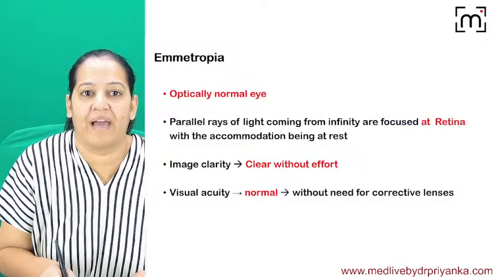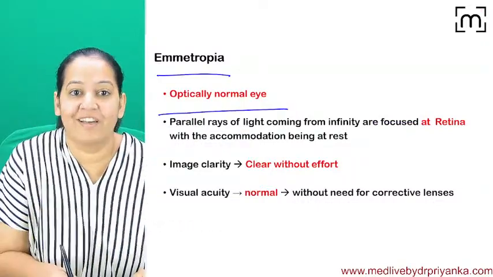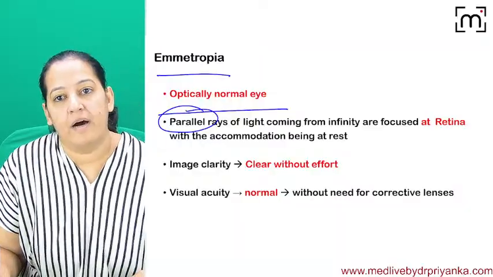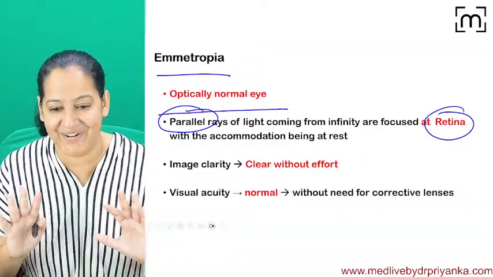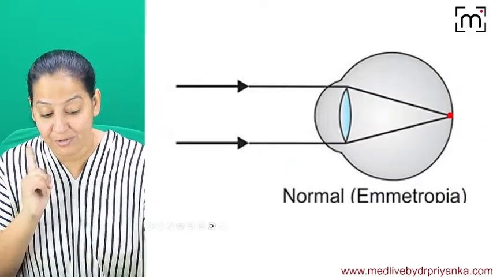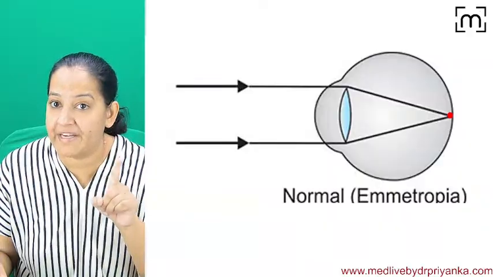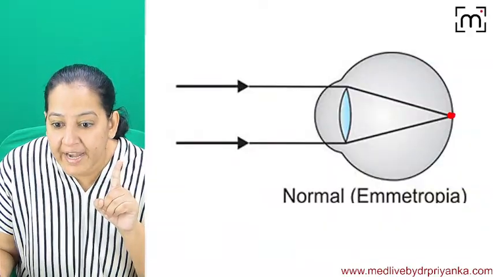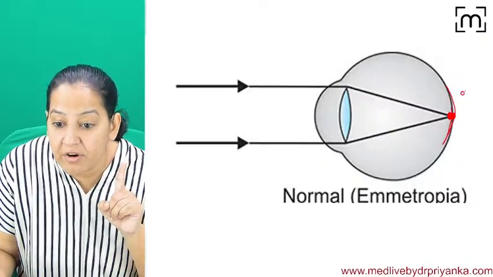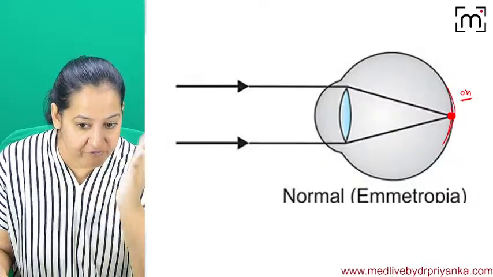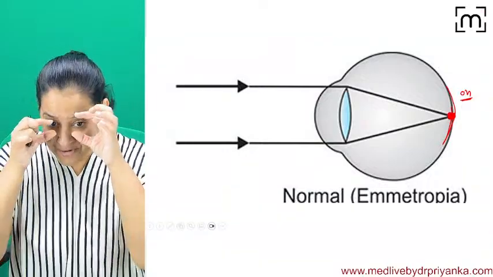Emmetropia is the optically normal eye. There are no errors of refraction. That is, when parallel rays are coming, the focus is automatically on the retina, given by the great God. You can see, focus on the red dot. Now onwards, on all my images, focus on the red dot. Red dot is the focus. The focus is on the retina, neither before it nor beyond it. It is on the retina, given by the great God. So naturally the eye is like this.